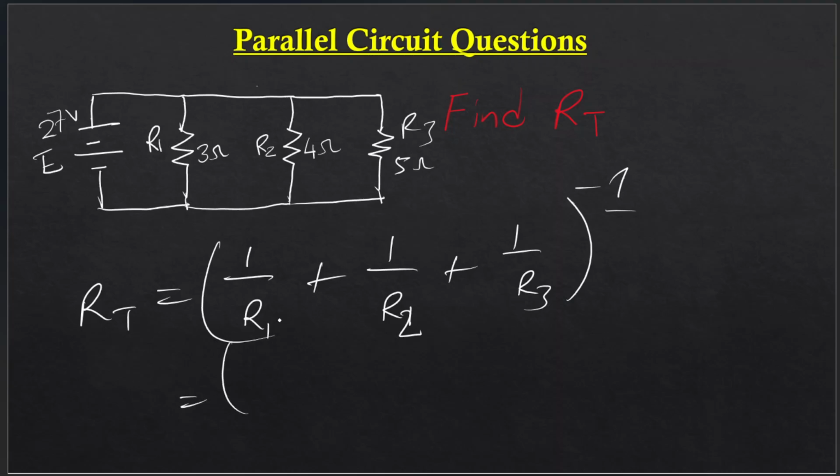So let's see what we have. We have 1 over 3 plus 1 over 4 plus 1 over 5 to the power minus 1. And that equals 1 over 3 plus 1 over 4 plus 1 over 5 to the power minus 1. So that's 1.3.